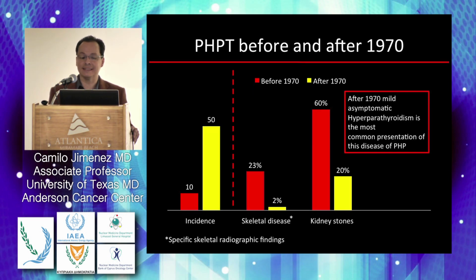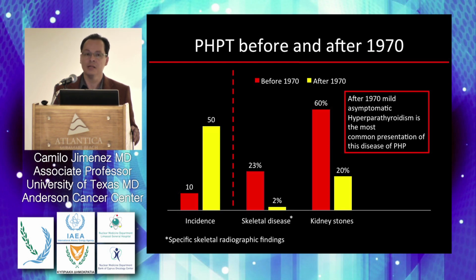When you look at the incidence of different abnormalities in the context of primary hyperparathyroidism, you can see here how they presented before 1970 in red and after 1970 in yellow. If you look at the skeletal disease, before 1970, about 23% of patients with primary hyperparathyroidism had severe bone manifestations. After 1970, only 2% of them may have it. In the case of kidney stones, before 1970, 60% of them had kidney issues. After 1970, about 20% of patients with primary hyperparathyroidism were having some kidney abnormalities.